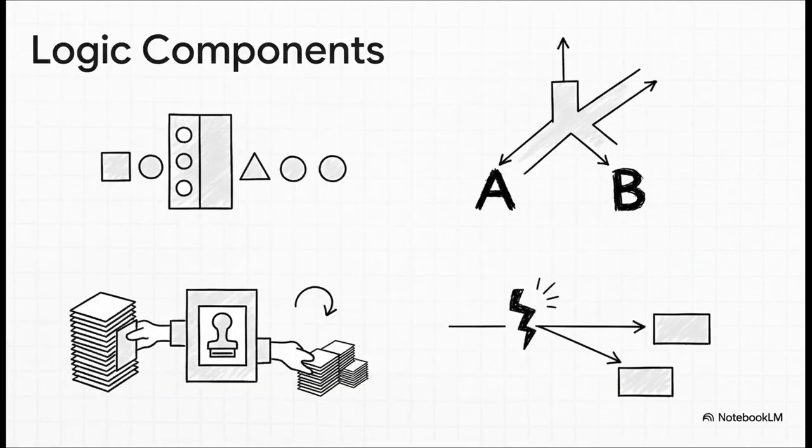A filter is like a bouncer at a club. It only lets the workflow continue if a certain condition is met, like if an email subject line contains the word urgent. A router is like a traffic cop, sending data down different paths based on what it sees. And an iterator is super useful. It does the same action over and over again for every single item in a list. This is what makes your agent truly smart and adaptable.